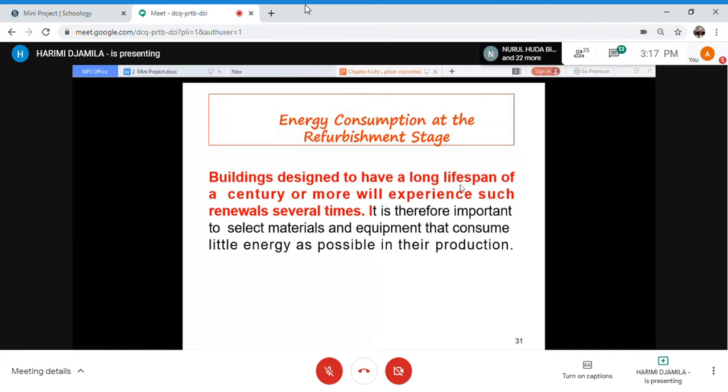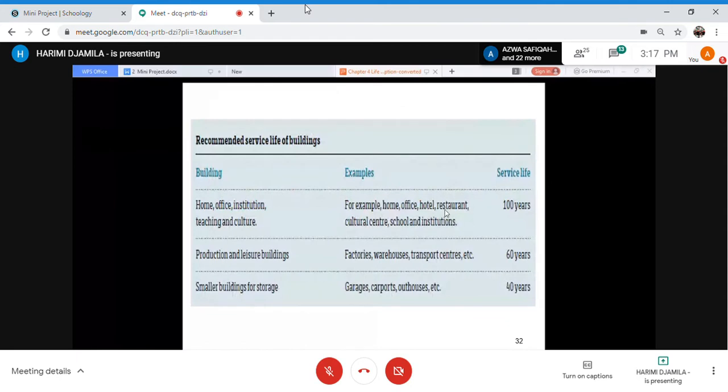Given that the long lifespan of a building can go, as I mentioned, up to 100 years, buildings will be subjected to various changes and deterioration of some parts, which need to be renovated. If you take an example here, the recommended service life of a building, for example, home, office, institution, teaching and culture, can go up to 100 years.